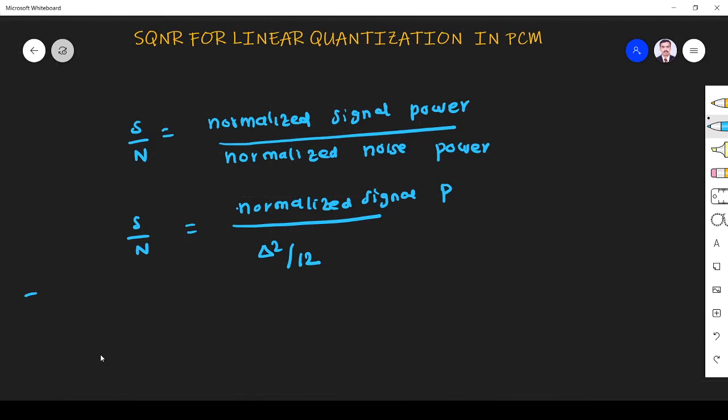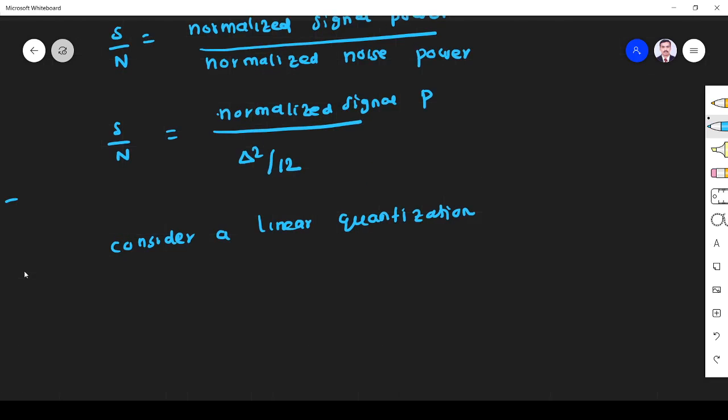Let us consider a linear quantization, for a signal with amplitude ranging from minus V to plus V. This is a sinusoidal signal or any continuous signal, which has a minimum value of minus V and a maximum value of plus V. So I quantize it linearly, that means with equal intervals.